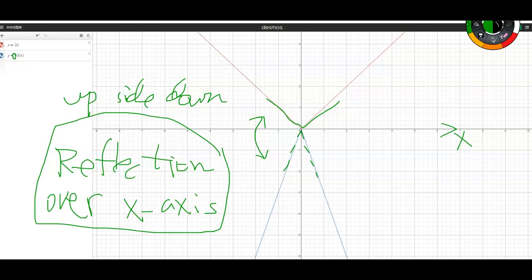Some of you tell me, hey, I also see it is not only upside down, it also makes your parent function thinner. So my baby picture is thinner than the parent picture. Yes, it makes it thinner. Why? Because you multiplied a number bigger than 1. So here actually we have two transformations. One is reflection by multiplying a negative number. One is vertical stretch, making your parent thinner by multiplying a number bigger than 1.